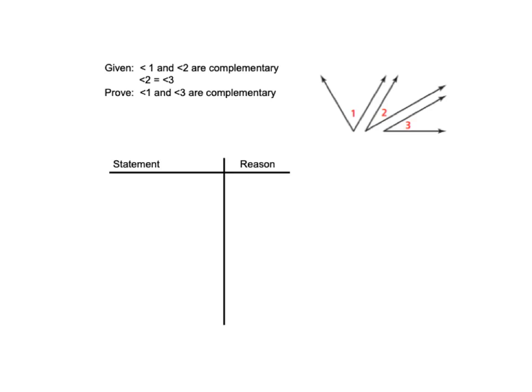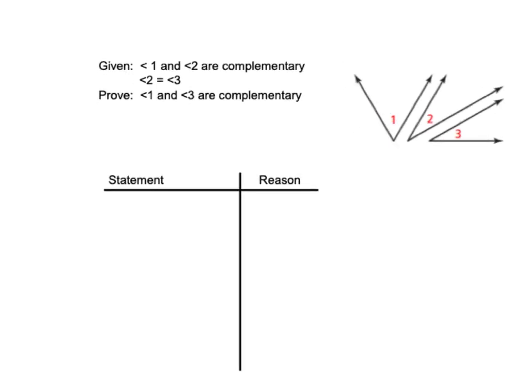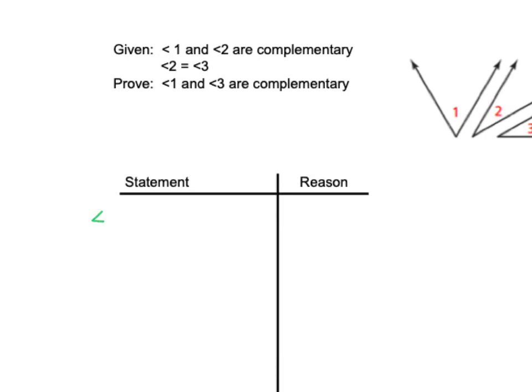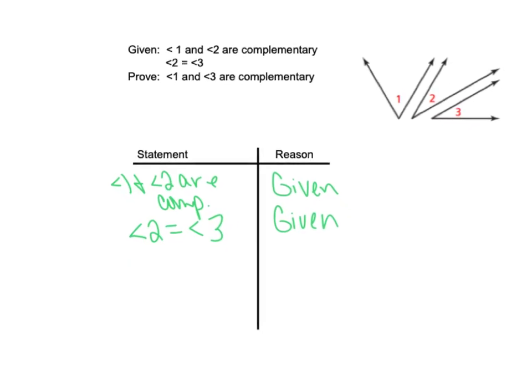Okay, so hopefully you had a chance to maybe get started on some reasoning here. Okay, so I have my given information. Let's write that down. Angle 1 and angle 2 are complementary angles. That's given. I also know that angle 2 equals angle 3. We could also say the measure of angle 2 equals the measure of angle 3. That's also given. And we ultimately want to show that 1 and 3 are complementary also.